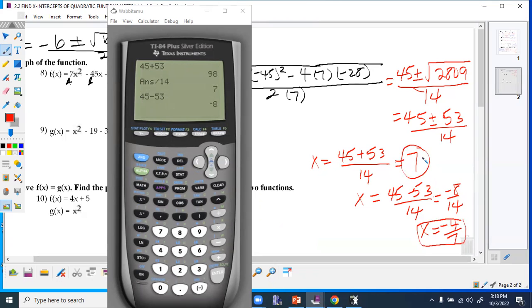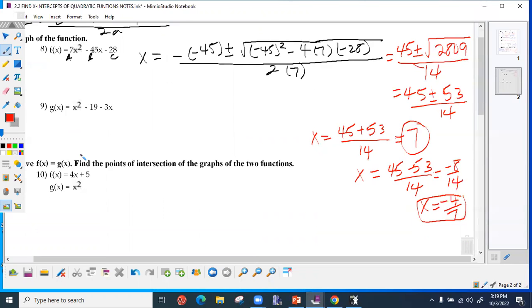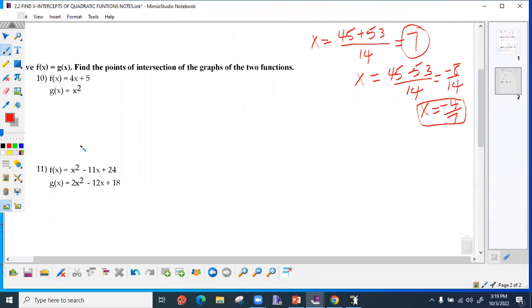Okay. The quadratic formula is your catch-all. If you're not good at factoring or good at completing the square, the quadratic formula is going to work every single time. Does that make sense? So we learn the other methods, but if all fails, you have the quadratic formula. Okay. All right. So I would like for you to do number 9 until the bell. And then when we come in tomorrow, we're going to pick up at number 10.